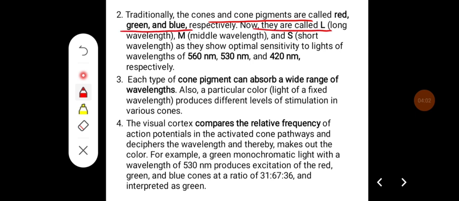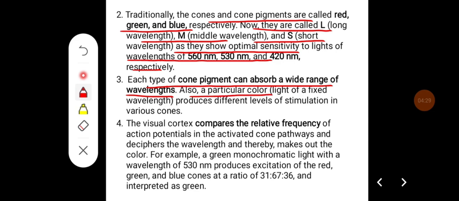Now they are called long wavelength, middle wavelength, and short wavelength, as L, M, and S, and they show optimal sensitivity to lights of wavelengths 560, 530, and 420 nanometers respectively. Each type of cone pigment can absorb a wide range of wavelengths. Also, a particular color light of fixed wavelength produces different levels of stimulation in various cones.